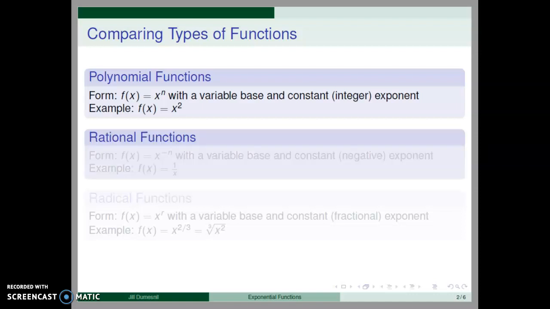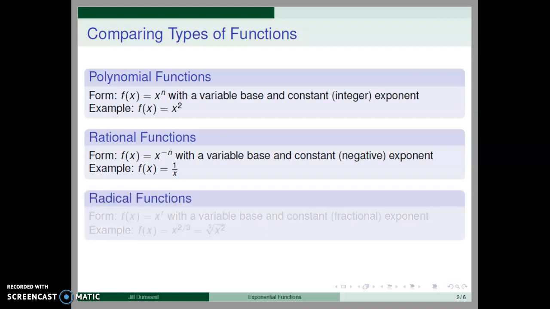After polynomial functions, we typically encounter rational functions. In their most basic form, rational functions have a variable base with a negative integer exponent. A typical example is f of x equal 1 over x, which is x to the negative 1 power. Radical functions are functions involving a radical or root. Recall that radicals can be described with fractional exponents. Thus, a typical radical function might look like f of x equal x to the 2/3, with a variable base and a fractional exponent.